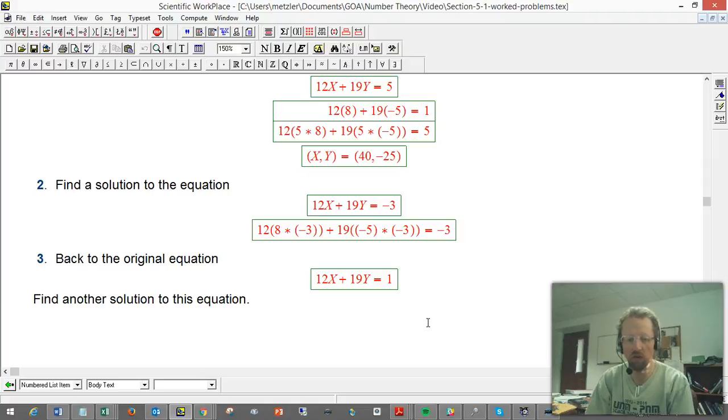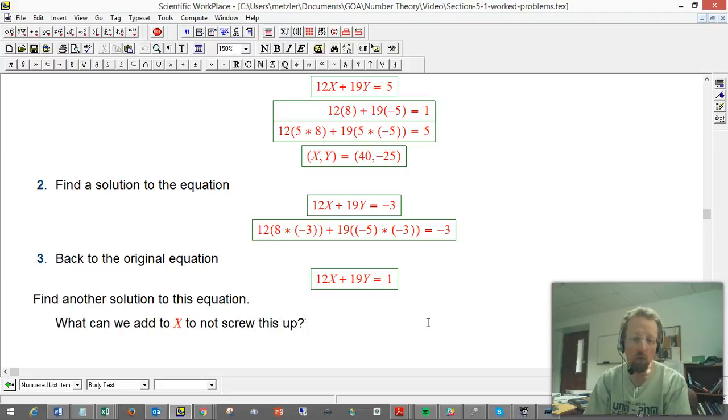So we could start trying to think, what can we add to x to not screw this up? Well, we could try adding 1 to x. Then that's going to increase this by 12. Can I simultaneously decrease this by 12? Not really, because this has got to be a multiple of 19.